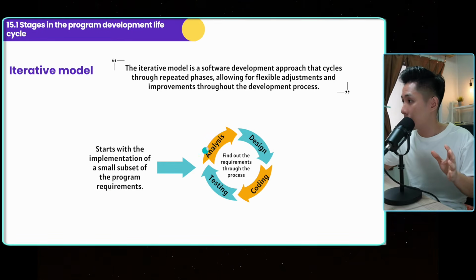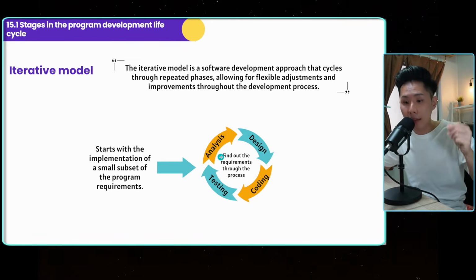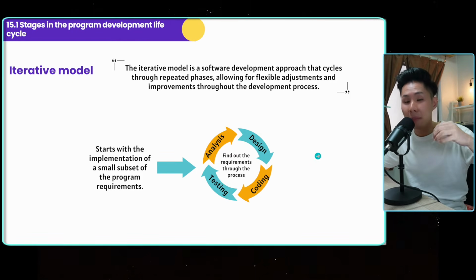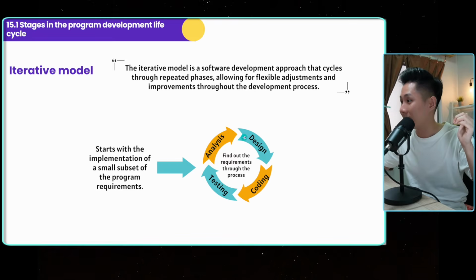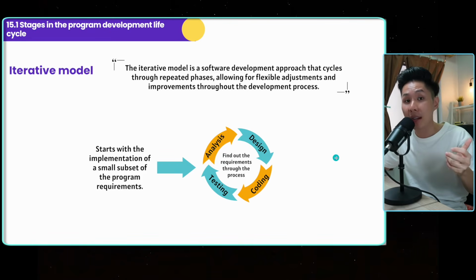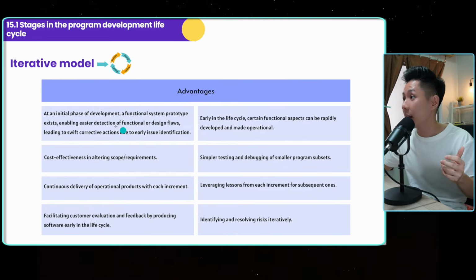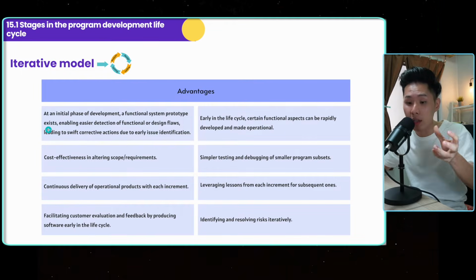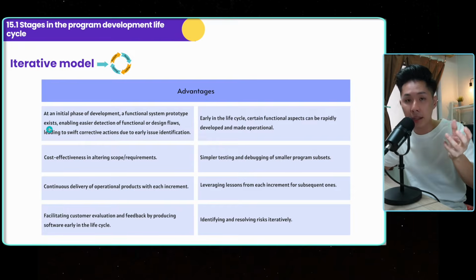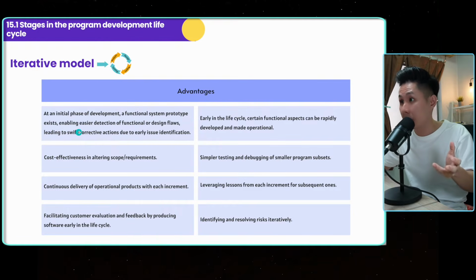then they go through this analysis, design, coding, testing cycle many different times to add more features at a time. So instead of going all the way from the bottom to the top, they go through this cycle, adding one feature at a time. So the advantage is that at an initial phase of development, a functional system prototype exists, meaning you are creating a real product that the user or the tester can use.